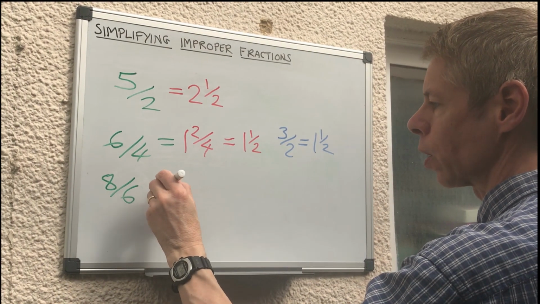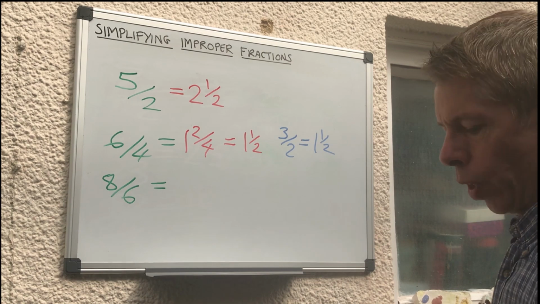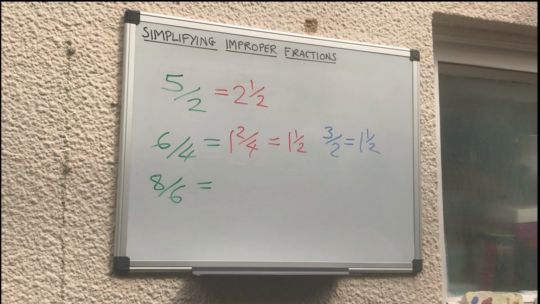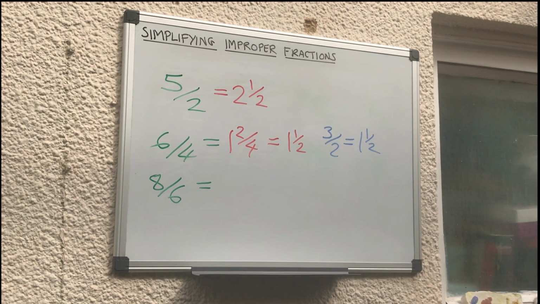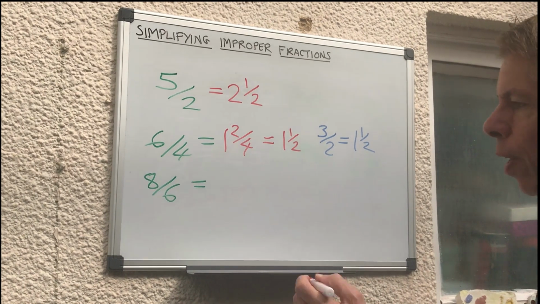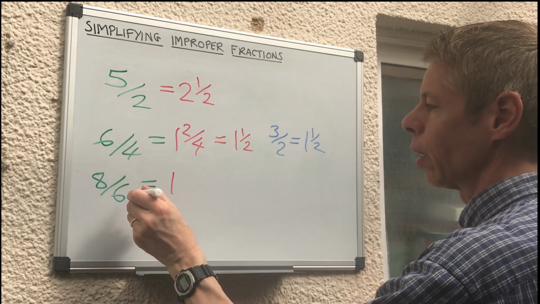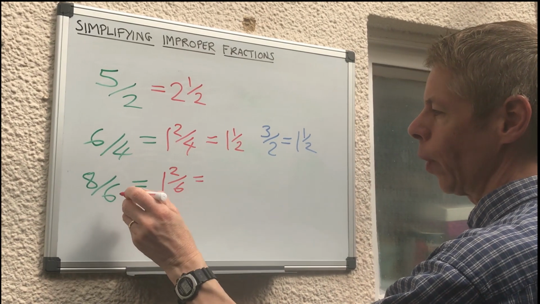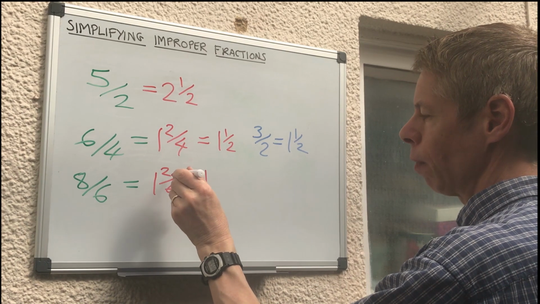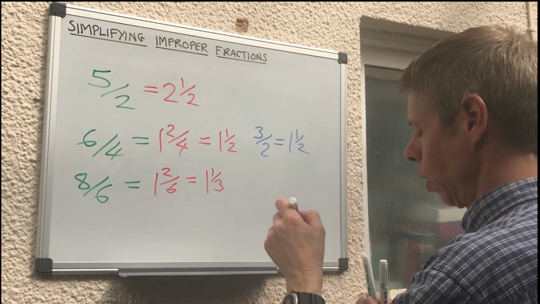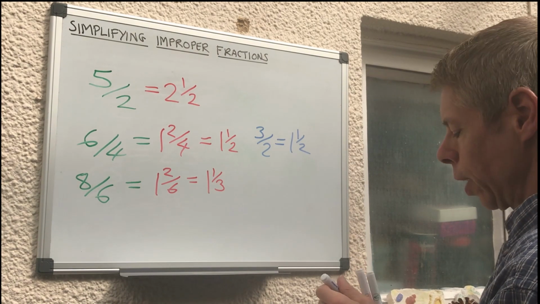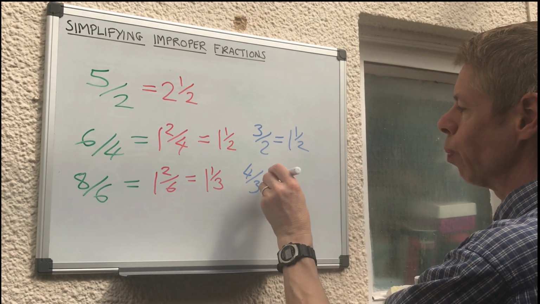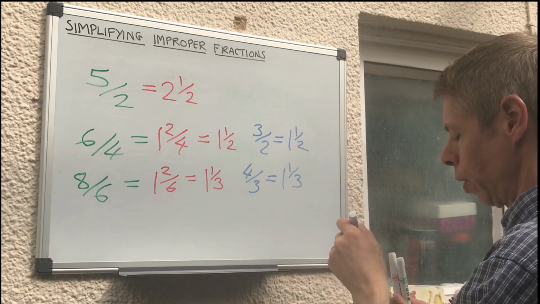So 8/6. Let's give you some time to do that one. Hopefully you've done that one. How many 6's in 8? The answer is 1, remainder 2. Take that 6 from there. 1 2/6. Again, you can see that we can simplify 1 2/6 to give half that, 1 1/3. Or the alternative way, we could say 8 over 6, halve each number, is the same as 4 over 3, which magically is the same as 1 1/3.